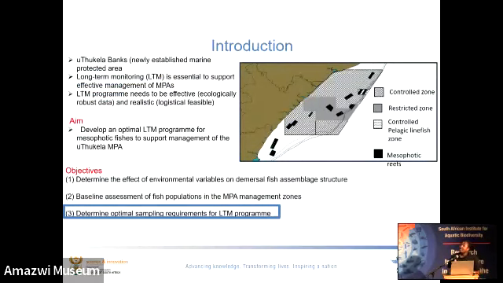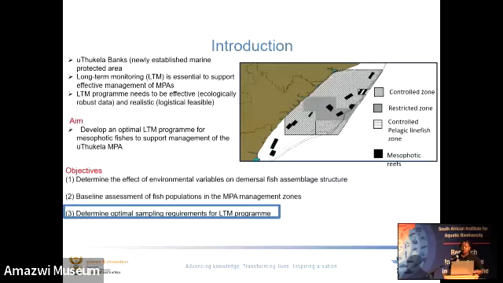In order to support management of the MPA, long-term monitoring programs need to be ecologically robust and also achievable with available infrastructure as well as financial resources, which brings us to the aim of the study, which was to develop an optimal LTM program in order to support management of the Utukela Banks marine protected area.